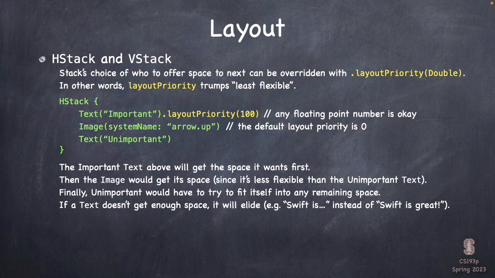So when the HStack goes to lay these out, it's first going to offer space to important. And important can get all the space it needs to draw the full word important, because it's the most important one. Then it's going to go to the image and text and say, well, the image is the least flexible, so it gets the space next. And then finally, it goes to this unimportant text, which is tied with image, but it's more flexible than image, so it's the last one. And so if there's barely any space left, it might say "unim..." instead of unimportant, because it doesn't fit. Or it might get truncated completely.